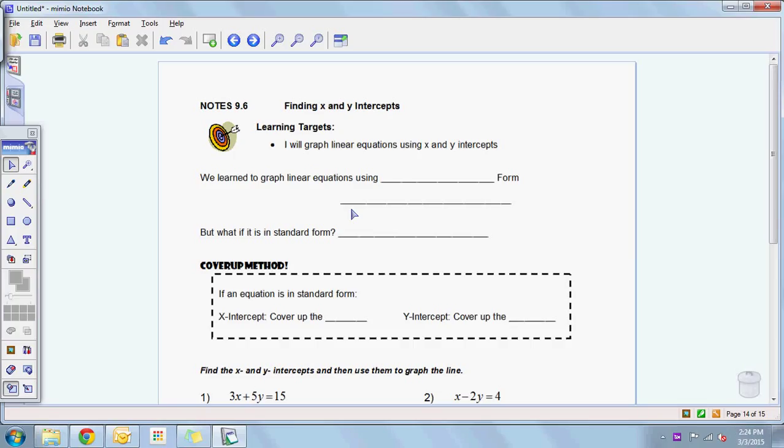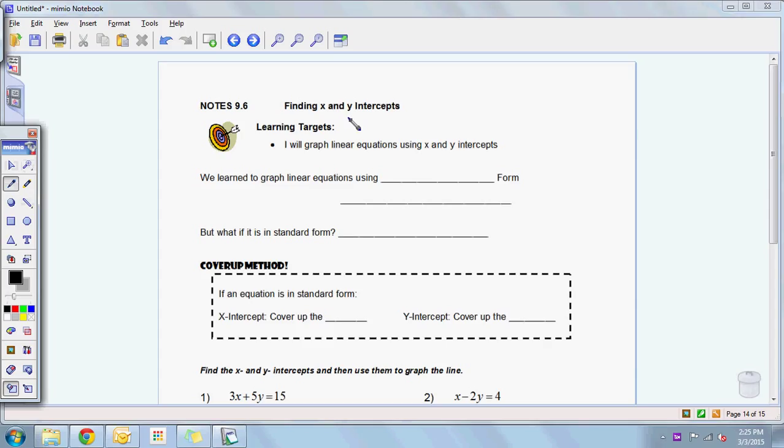Everyone. Today we're going to do our last section of Chapter 9. Can you believe it? We're going to be graphing today. We're still going to be talking about those intercepts. Remember, the x-intercept is where the line crosses the x-axis, and the y-intercept is where the line crosses the y-axis.